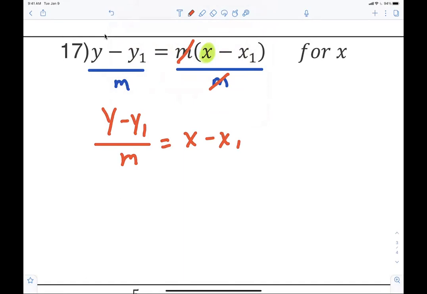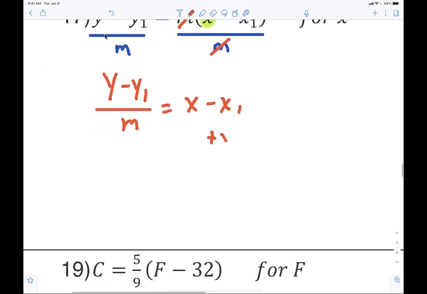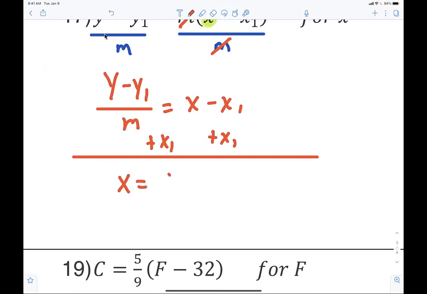All right, someone else volunteer. What am I trying to do next? You add x1. That is correct. Now, I always just like to write the variable: x equals y minus y1 over m plus x1.